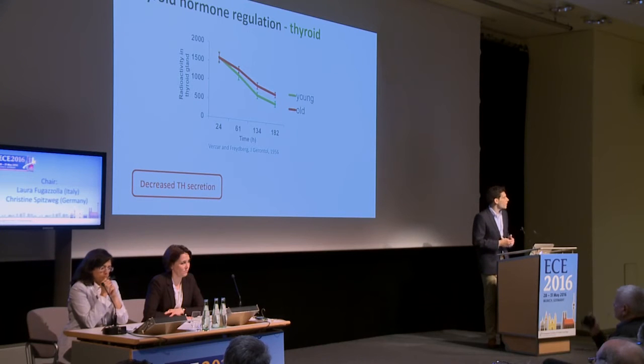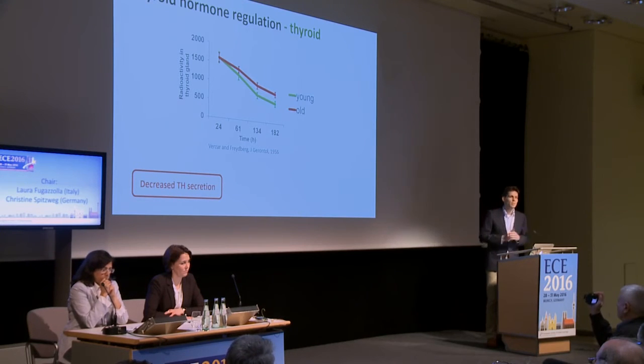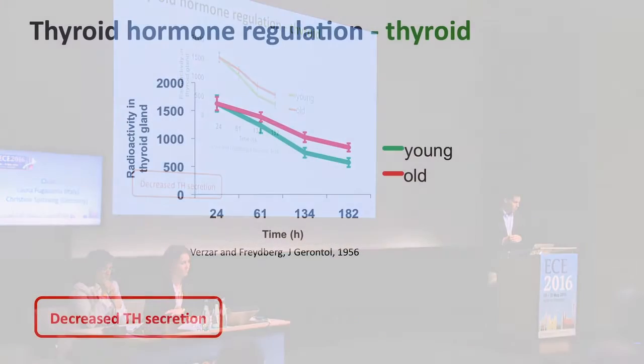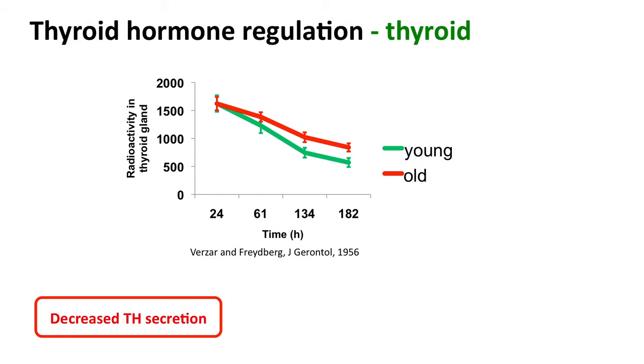So what about the thyroid gland? This question was addressed in the 50s, and this is a representative example reported by Dr. Visser, basically showing that in old animals, in old rats, thyroid hormone secretion from the gland is diminished. And that nicely ties in with studies in humans also showing that thyroid hormone secretion from the gland was reduced.